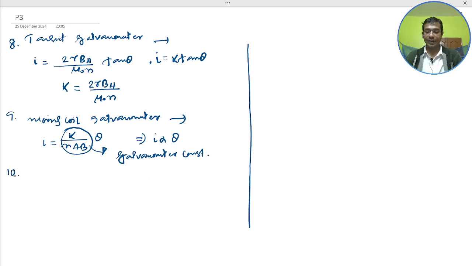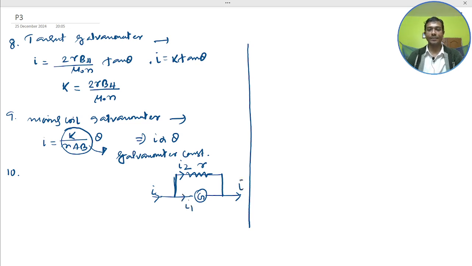Next is the shunt. Just draw this diagram here. This is the galvanometer and this is the current I. Here the current is divided into two parts. This is the resistance of the shunt R. Here the current I2, here the current I1, and this is the current I. So here I1, by the potential divider rule, is R plus R into I.